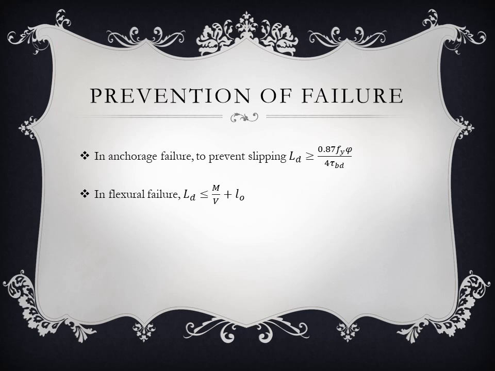Usually we'll be using LD is equal to 0.87 Fy phi by 4 tau bd when we are designing shear reinforcement, and we have to find the development length when we are designing a beam. When we're designing a beam, when we have to find the development length, we'll be using this formula: LD is equal to 0.87 Fy phi by 4 tau bd.